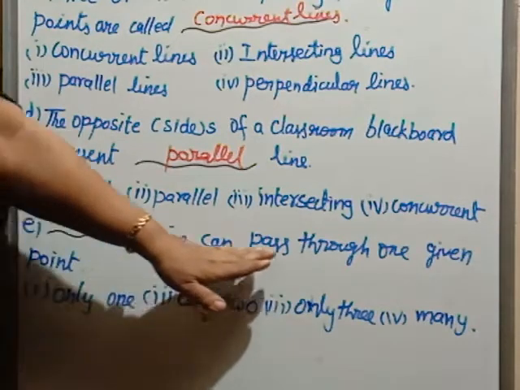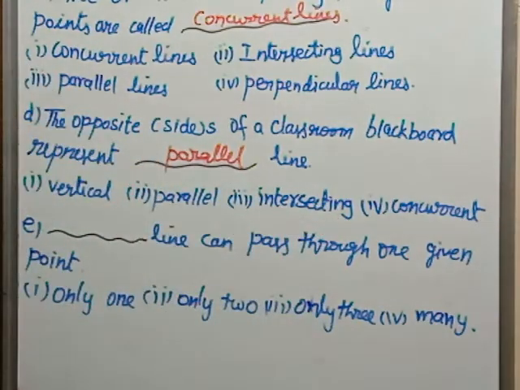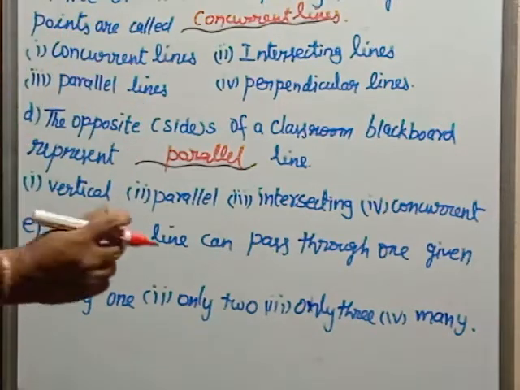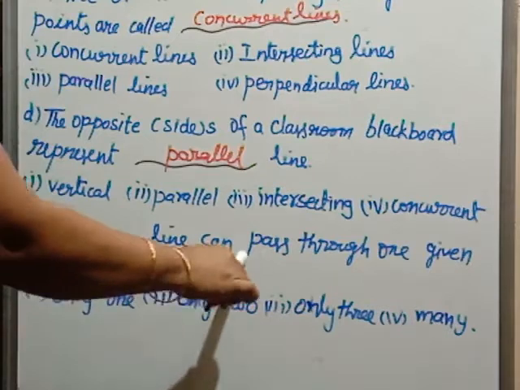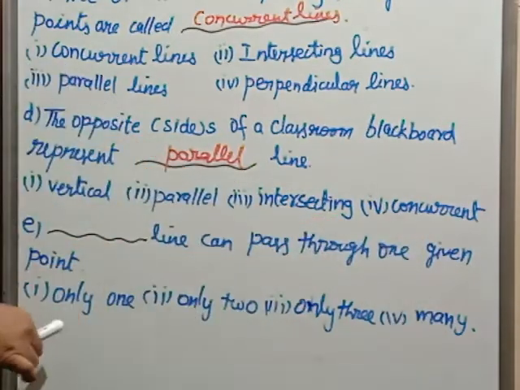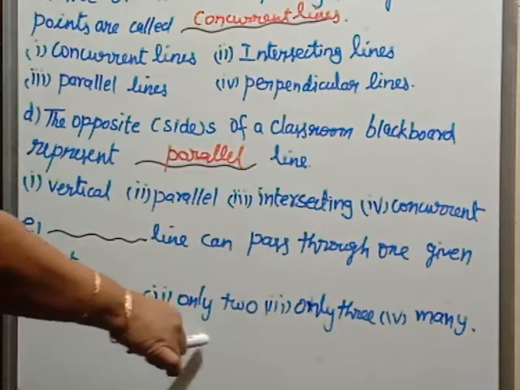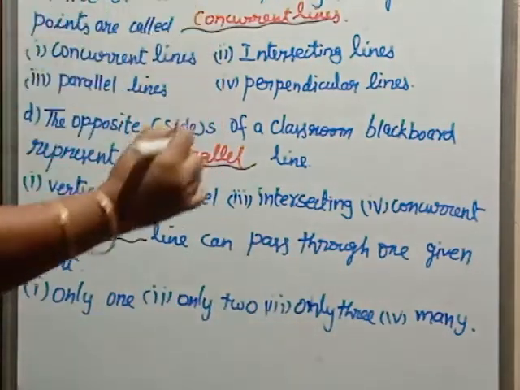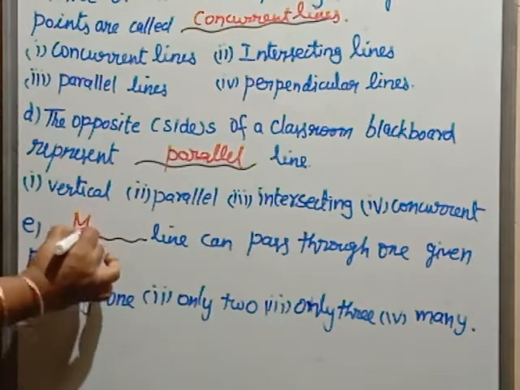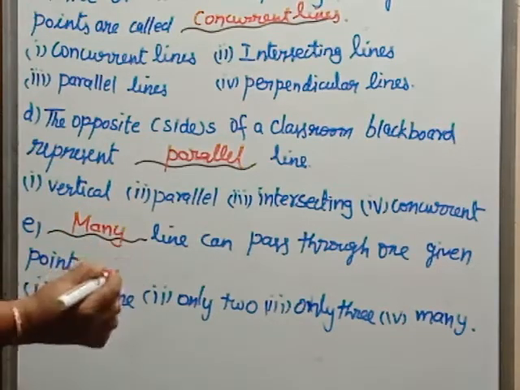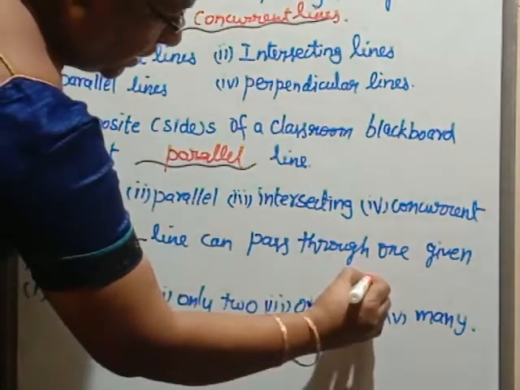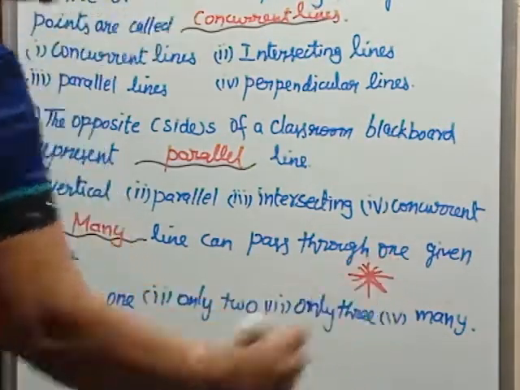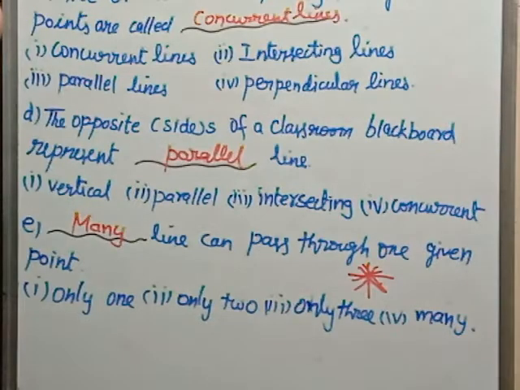Now move to the last one. The dash lines can pass through one given point. In the example also, we did worksheet 1 first question, same one only. The line can pass through one given point: only one, only two, only three, many. We can draw many lines. Many lines can pass through one given point. You will see here many lines we are drawing now. So, many is the correct answer.